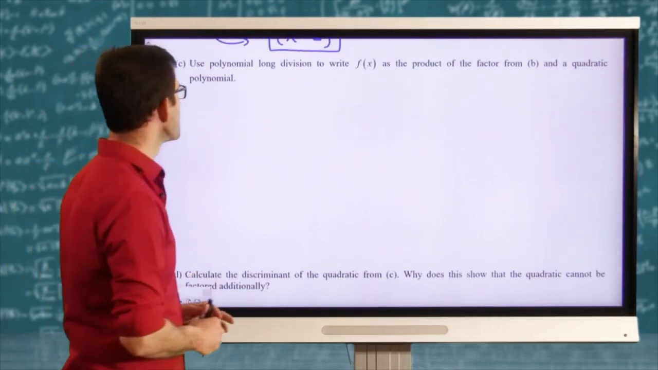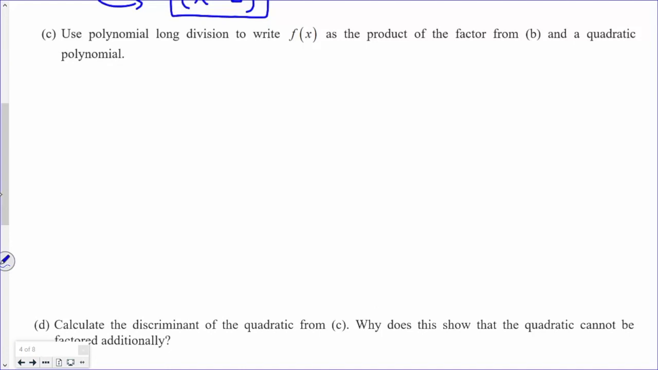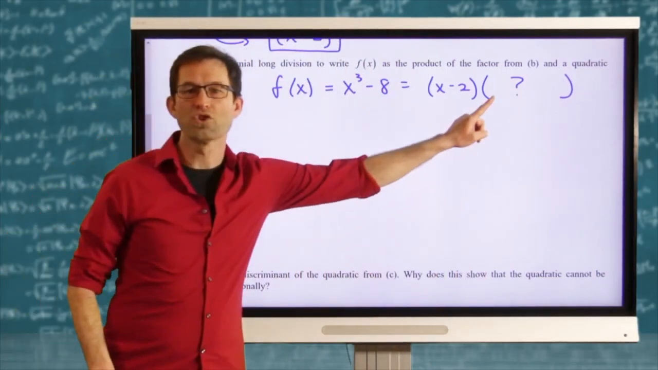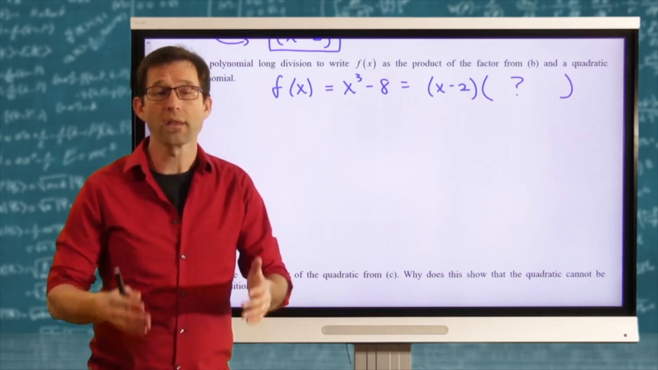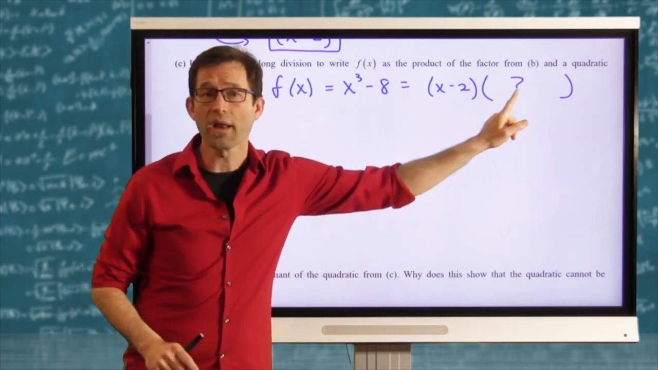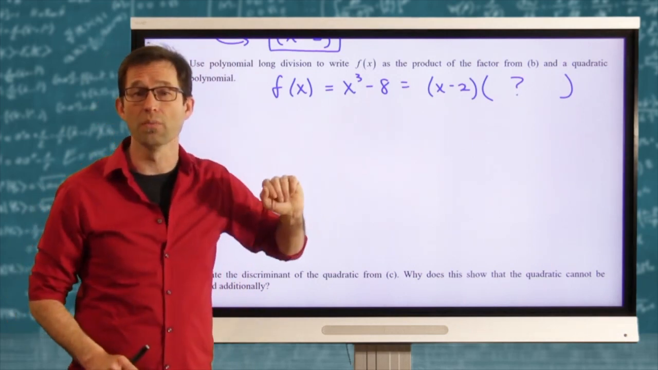Okay, letter C says, use polynomial long division to write f of x as the product of the factor from B and a quadratic polynomial. So in other words, f of x is x cubed minus 8. And we know that x minus 2 is a factor of it. The question is, what should go in there? It's got to be a quadratic, something with an x squared in it, because this is an x to the first. We've got to have an x squared in here to get an x cubed there.